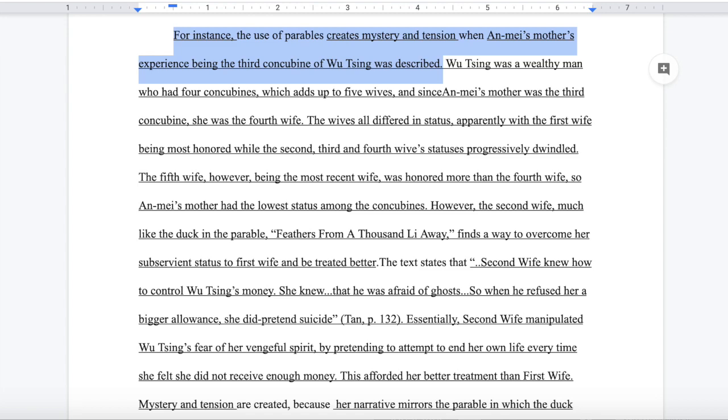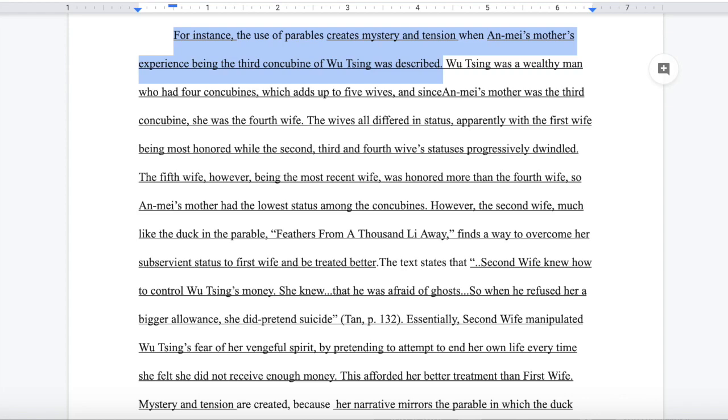I basically chose a specific instance in the text that provides an example of an event that parallels one of the parables. So in my thesis, or my main claim, I generally state that the reader's knowledge of the parables creates a sense of both mystery and tension, because the reader knows that the outcome of each conflict that each character undergoes is going to somehow mirror the parable.